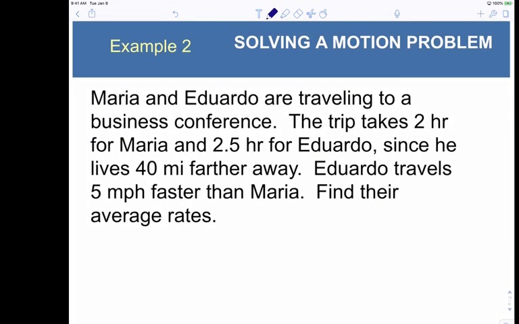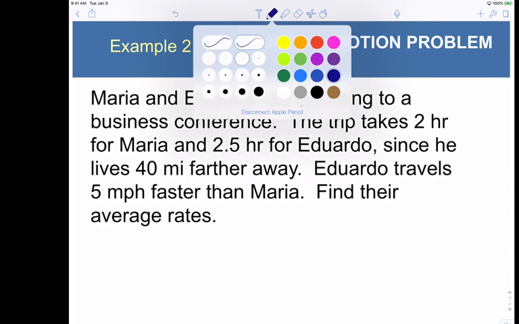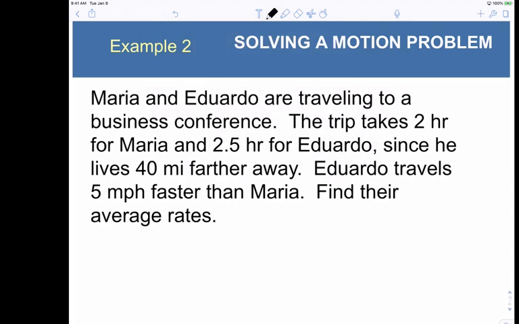Okay, Maria and Eduardo are traveling to a business conference. The trip takes 2 hours for Maria and 2.5 for Eduardo. Since he lives 40 miles further away, Eduardo travels 5 miles per hour faster than Maria. Find their average rates. Okay, so I usually like to go about this one in this kind of manner. First, what would you do first to organize the data?